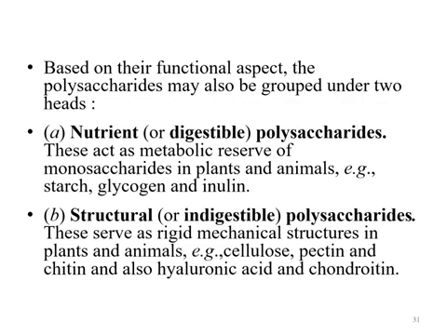The next one is structural or indigestible polysaccharides. These polysaccharides serve as rigid mechanical structures in the plants and animals. For example, the cell wall's main structural component is cellulose, and cellulose is a structural or indigestible polysaccharide. We know that the cell wall's function is to provide stability and support to the plant cell. Also, pectin is the structural component of the cell wall and also a member of the structural or indigestible polysaccharide category.